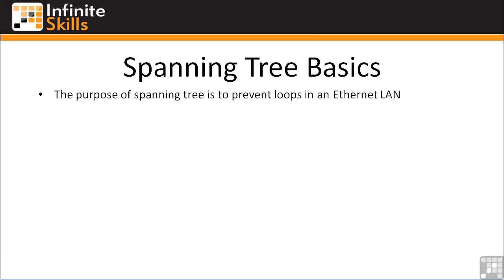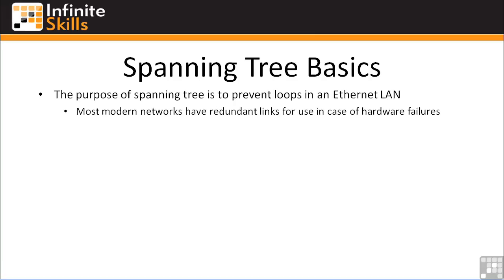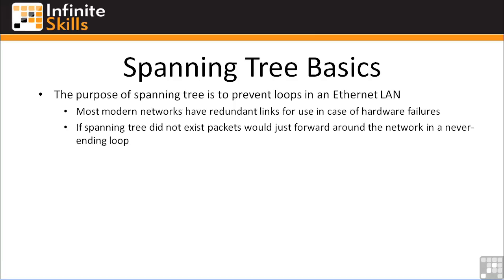And I know you might be thinking, loops on my network? Well, I don't have any loops on my network. I go to great pains to make sure that my cables don't plug into the same switch, and so I don't have any loops on my network. Well, in most modern networks, you have redundant links for use in case of a hardware failure. And I've got a little diagram on the next slide deck that shows how you might have a loop in your network. If spanning tree didn't exist, packets would just forward around the network in a never-ending loop.